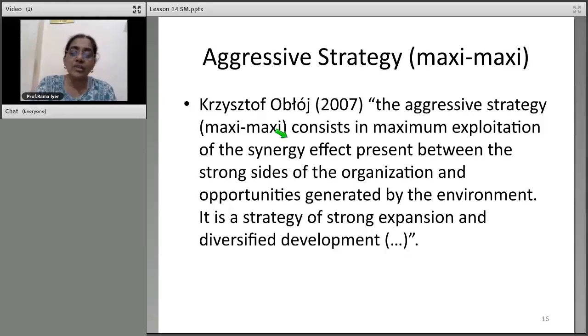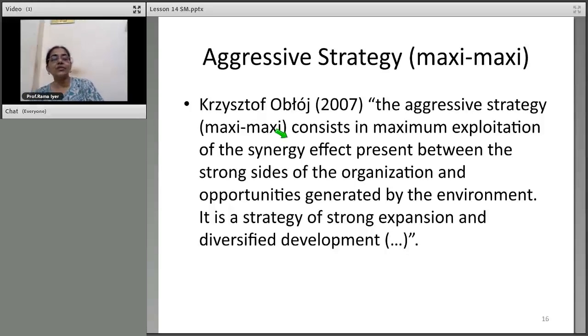Okay. So there is a strong side to the organization, and there is a beautiful opportunity. The two will work together and the strategy of strong expansion, and you will get diversified development. Strong expansion, why? Because your strength is also there and the opportunity is also there. Obviously, you will do well. You understand? And you can do well in terms of development also.